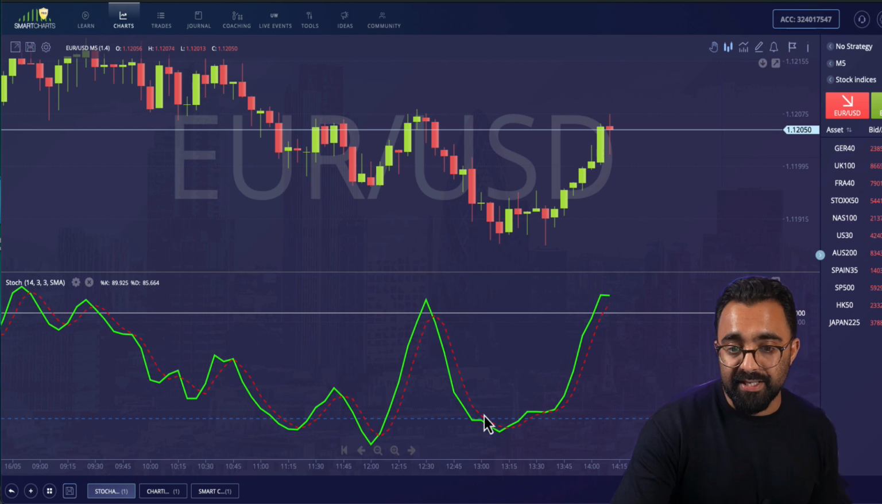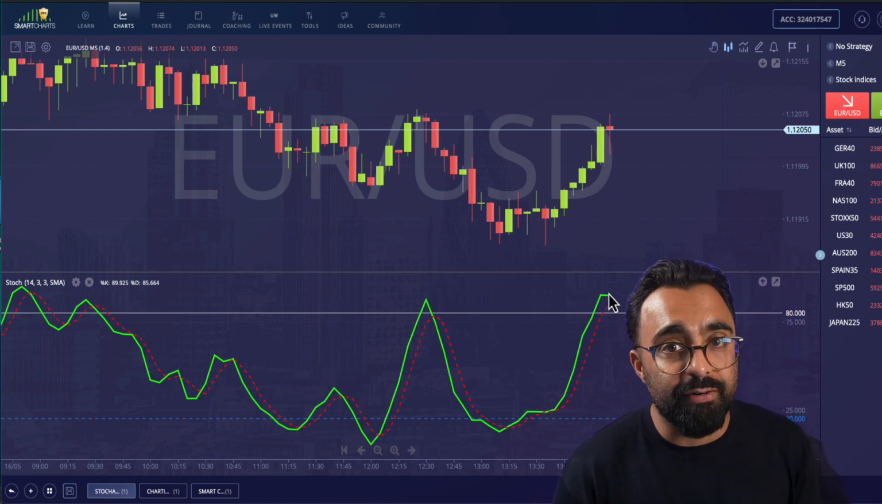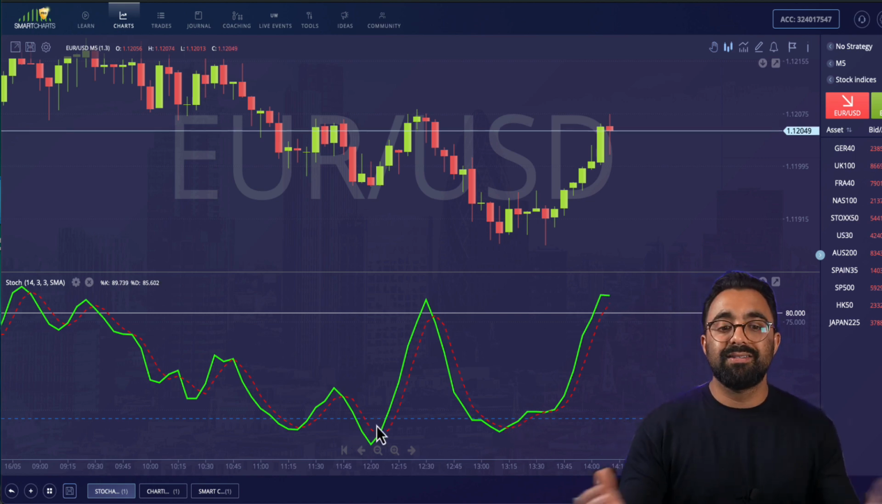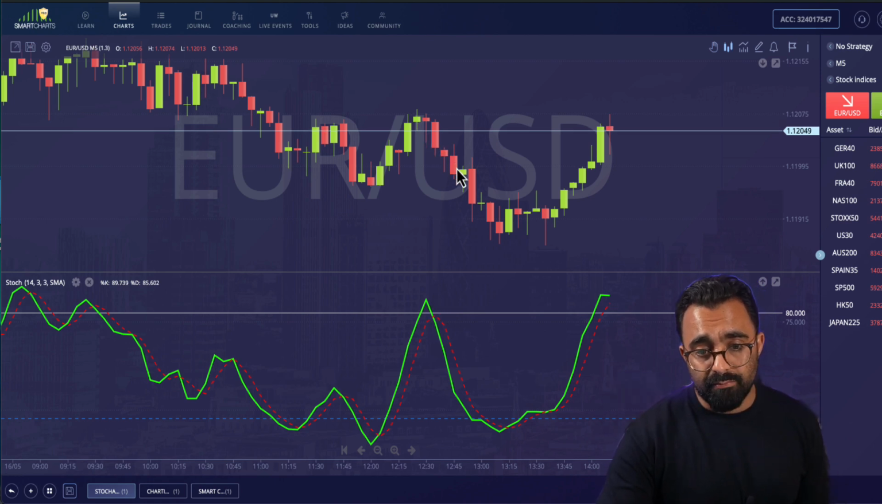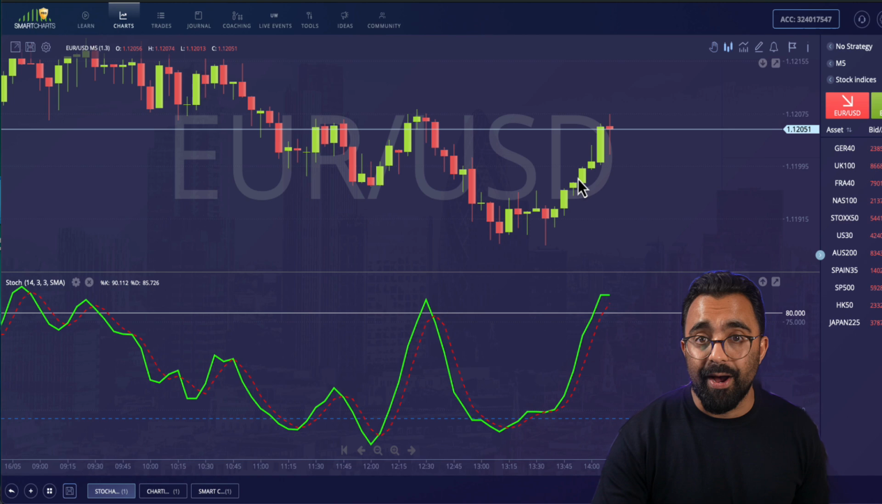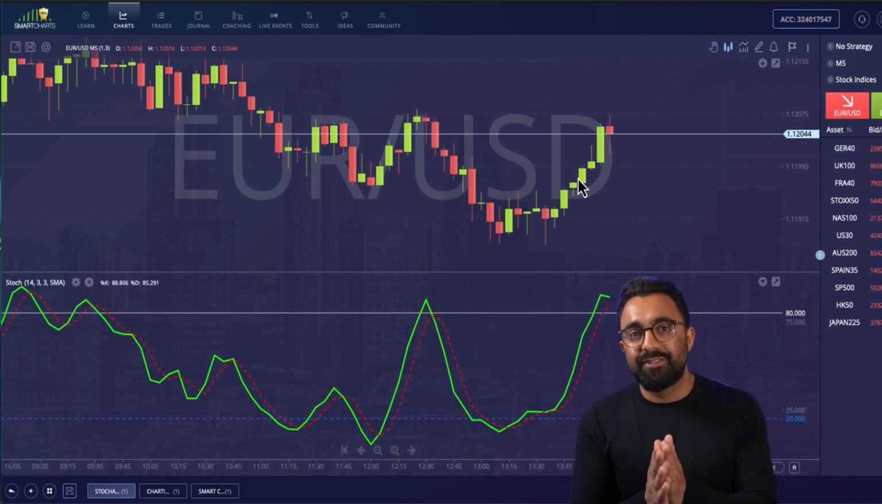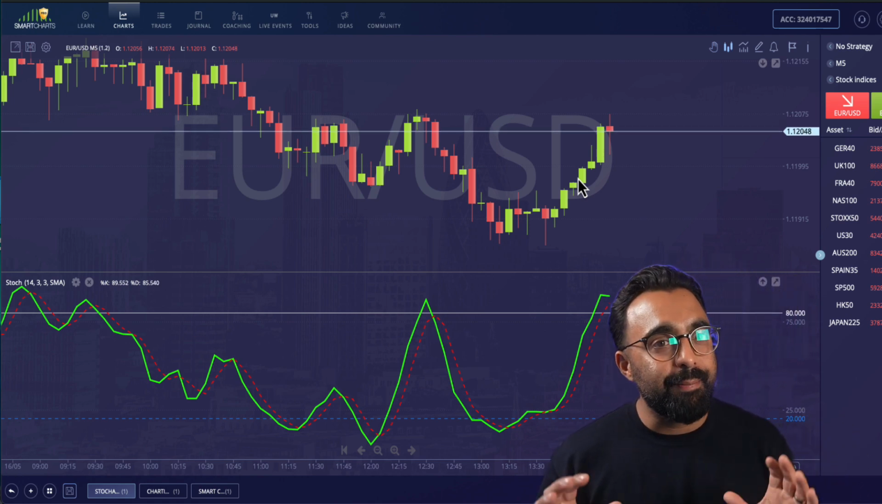And as we can see here, the market is above 80, which means it's in overbought territory. And here, the market was below 20, which means it was in oversold territory. And as we can see, when it was overbought, the market went down. When it was oversold, the market then turned up. Now, understand this. It simply means momentum is stretched and a reversal or slowdown might be near.